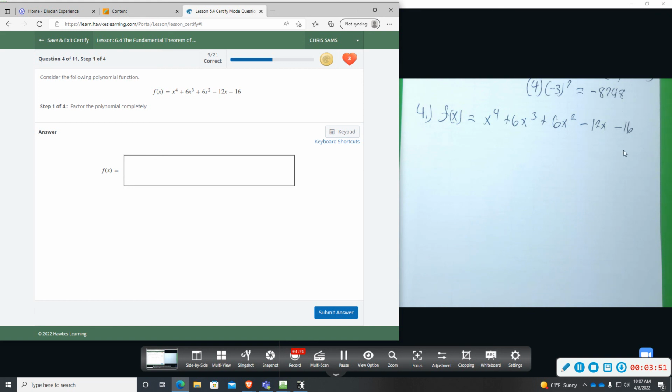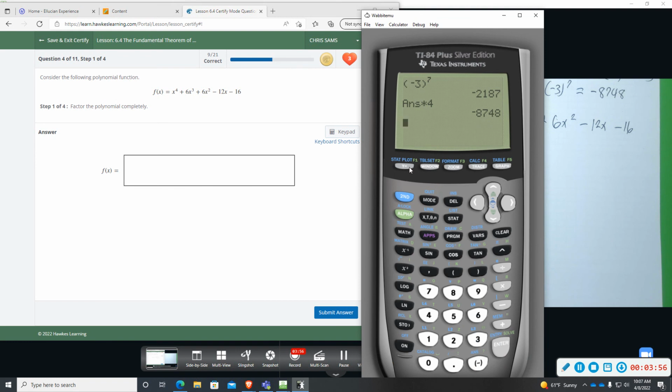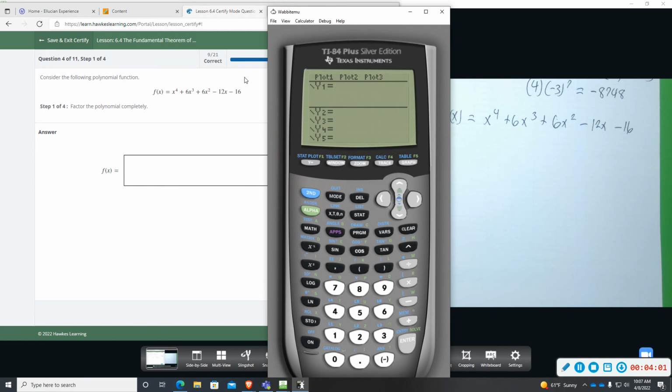We could factor this and get the possible zeros, but we're going to use the calculator and just see how close we can get to a few of them and then get it to a point to where we can factor it. So I'm going to type this into the calculator. X raised to the 4th, arrow over, plus 6x raised to the 3rd, then arrow over, plus 6x squared minus 12x minus 16.